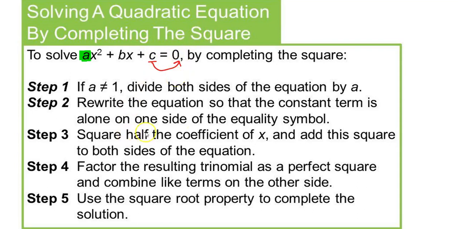Square half the coefficient of x and add this square to both sides of the equation. Factor the resulting trinomial as a perfect square and combine like terms on the other side. Use the square root property to complete the solution. The rest of that we'll go through in the examples. Let's do one real quick here.